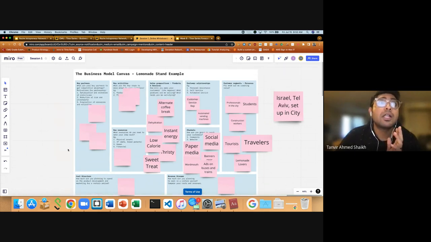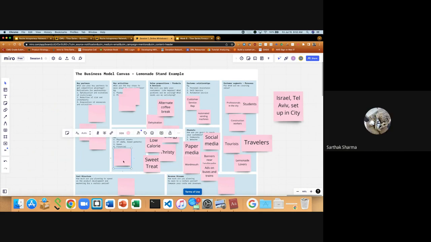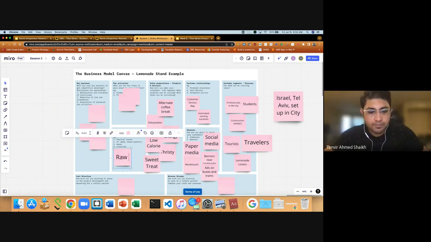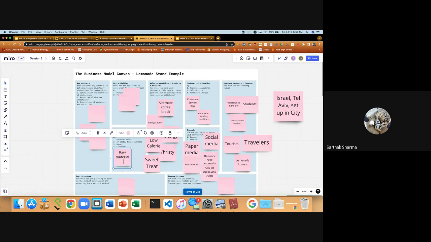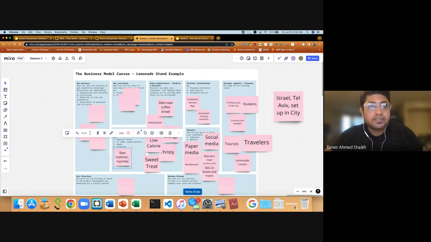Now let's see, what resources do we need to set up our stand? What resources? The raw material required to make the lemonade in sufficient quantity. Yep, so that's your ingredients and raw materials, right? So you need them. Okay. What else do you need?